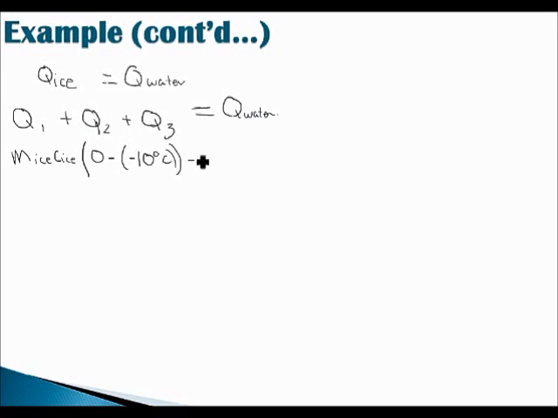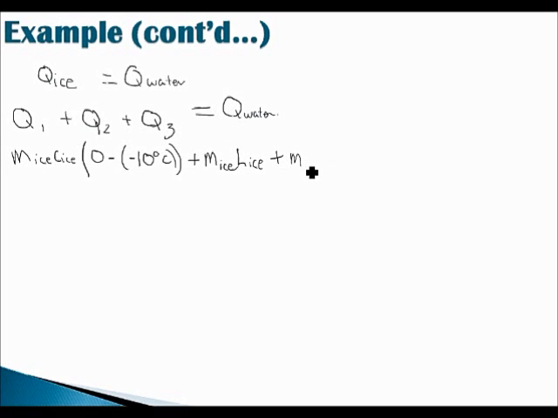Next, we have the second region, and that's the area where specific latent heat comes into play. And that's the mass of the ice. Remember, we're just looking at the ice here, so it's always going to be the mass of the ice times the specific latent heat of the ice. So now this third region is where it's past the freezing point. It's past 0 degrees Celsius. It's just going to heat up.